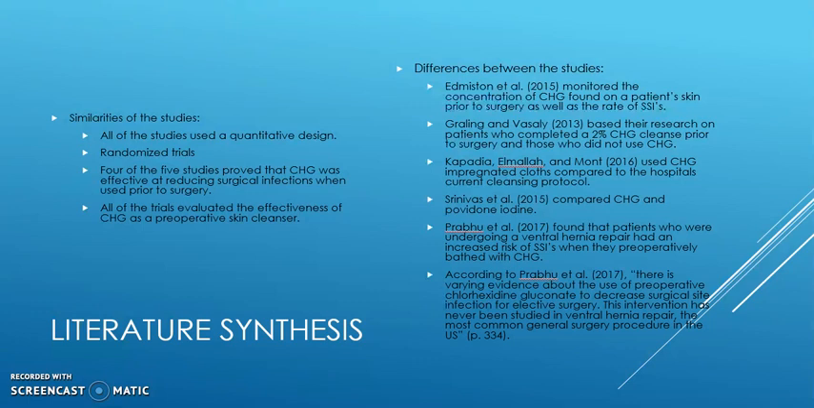According to Prava et al., 2017, there is varying evidence about the use of preoperative chlorhexidine gluconate to decrease surgical site infection for elective surgeries. This intervention has never been studied in ventral hernia repair, the most common general surgery procedure in the U.S. The ventral hernia repair is the kind of surgery that Prava used to create their study.